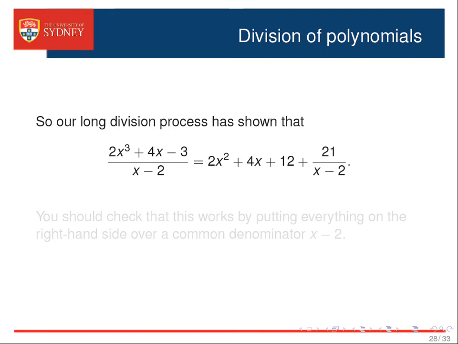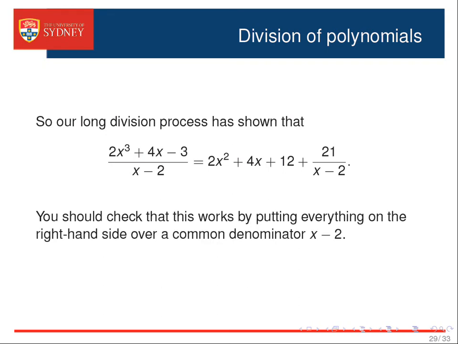You should see that the quotient is 2x squared plus 4x plus 12, and the remainder is 21, so we can write the expression like this. You can always check you've got the right answer by putting the right-hand side over the common denominator x minus 2 and expanding everything out.